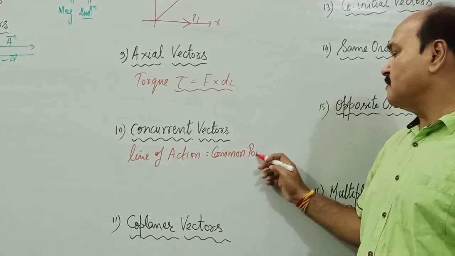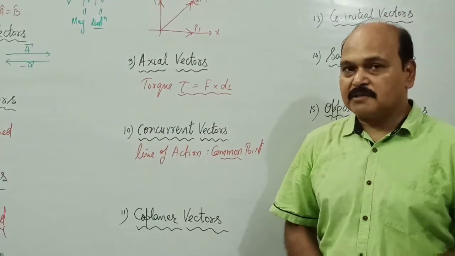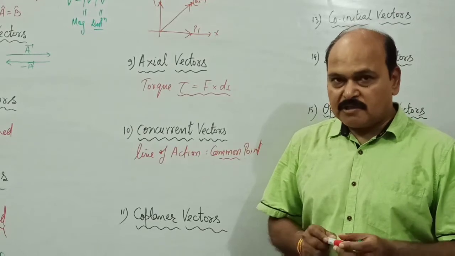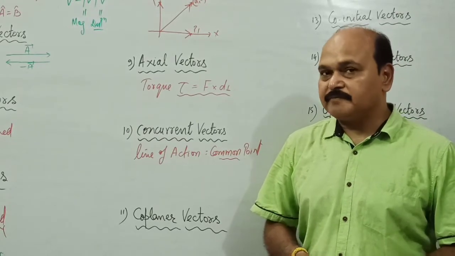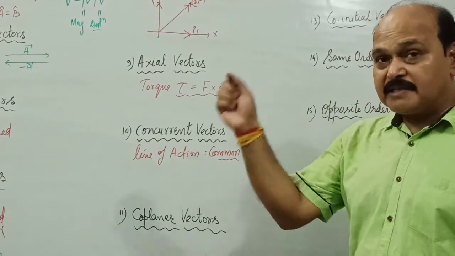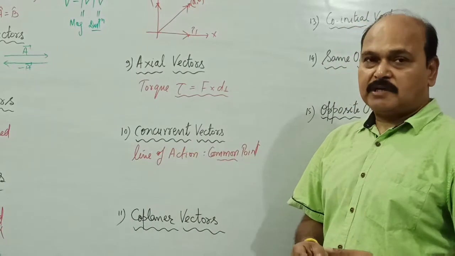So all vectors whose line of action pass through a common point are called concurrent vectors. We come across concurrent forces when we discuss the equilibrium of a body. When a body is acted upon by more than one force, and if it is in equilibrium, then all the forces acting over the body have to be concurrent.